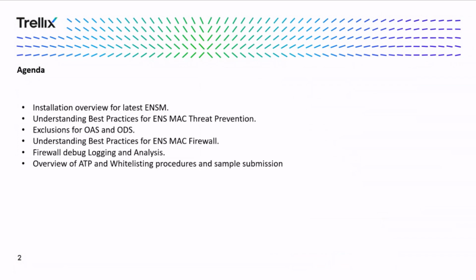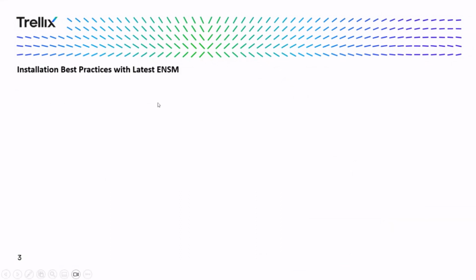Then we are going to look into an overview of ATP and the whitelisting procedure. We'll also be covering the web control component of Mac. Now let's look into our first topic for today.